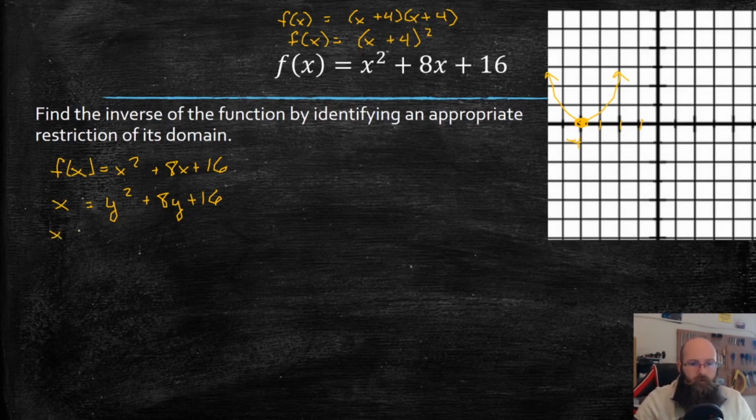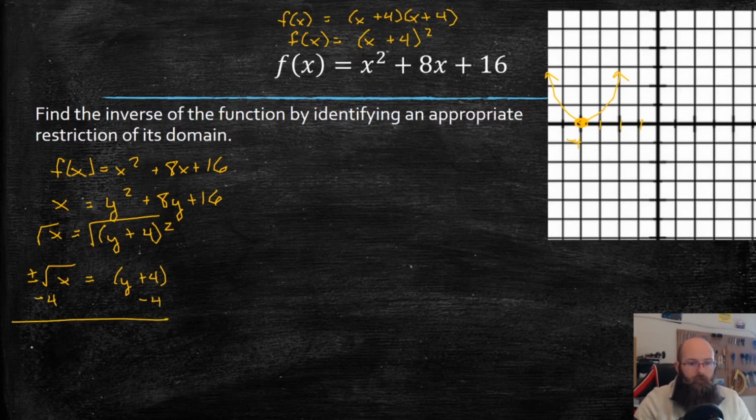So I'm going to factor my right side. And we've already done that, right? I did it up at the top of the page just to kind of see what it would all look like. Now I need to take the square root of both sides. So I have plus or minus, because I took the square root of an x, equals, now it's just a y plus 4, right? My square and my square root cancel each other. So now I need to subtract that 4. Subtract my 4. So plus or minus square root of x minus 4 equals y.